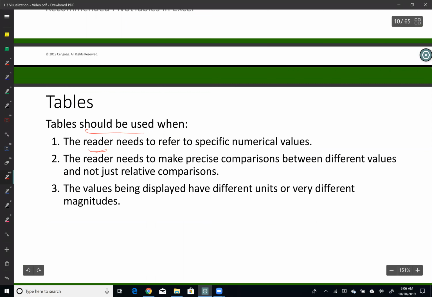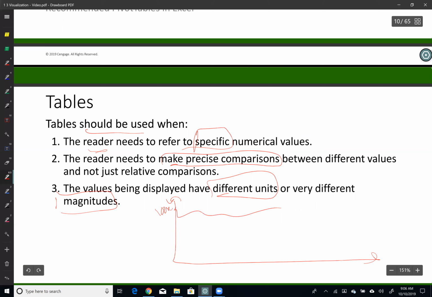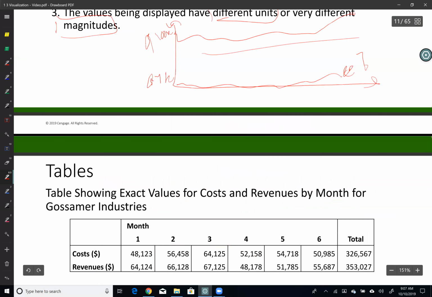When the reader needs specific numbers, I need tables. If they don't, I can use a chart. If the reader wants to make precise comparisons instead of just looking at a high level at what's going on. If the units are different from one another, I recommend tables, or the magnitudes, because if I have a magnitude of, let's say, hundreds of thousands of dollars for one data and the other one is thousands of dollars, of course I cannot see these values because hundreds of thousands is so big, the magnitude difference.